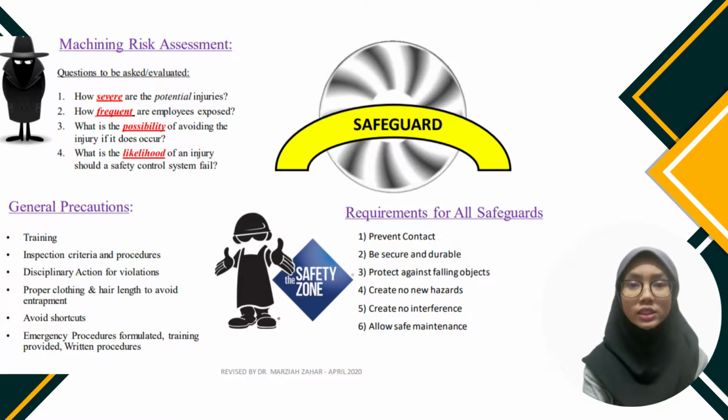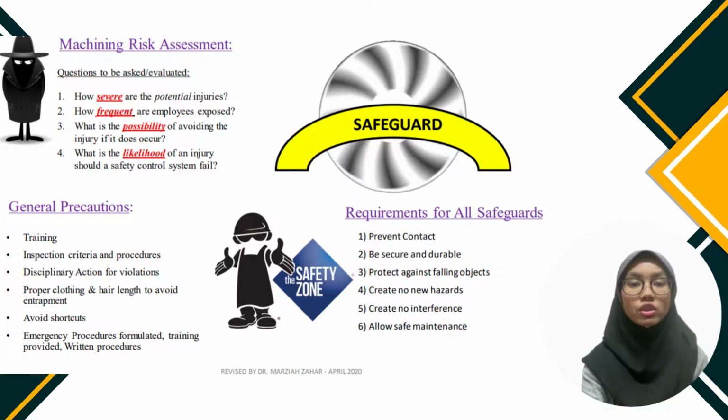Next, protect against falling objects. Then, create no new hazard. A safeguard defeats its own purpose if it creates a hazard of its own, such as a shear point, a jagged edge, or an unfinished surface, which can cause a laceration. The edges of guards, for instance, should be rolled or bolted in such a way that they eliminate sharp edges.